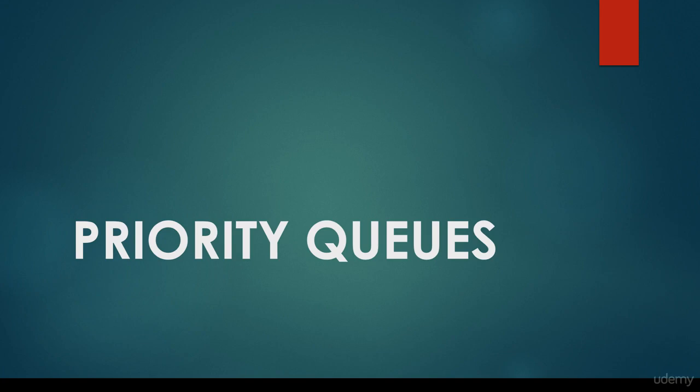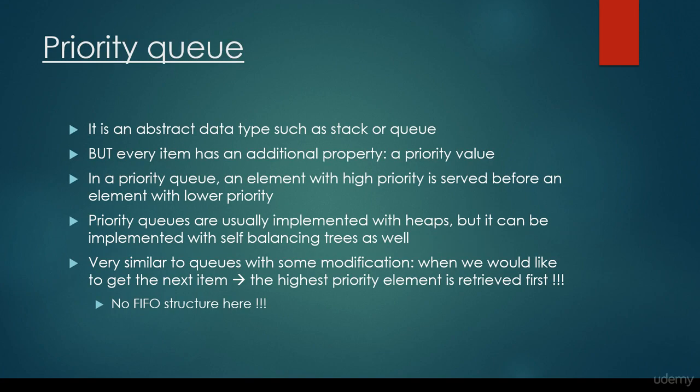Hi, in this video we are going to talk about priority queue abstract data types. So let's get started. What are priority queues? Basically, a priority queue is an abstract data type such as stacks or queues. But every item has an additional property, the so-called priority value.